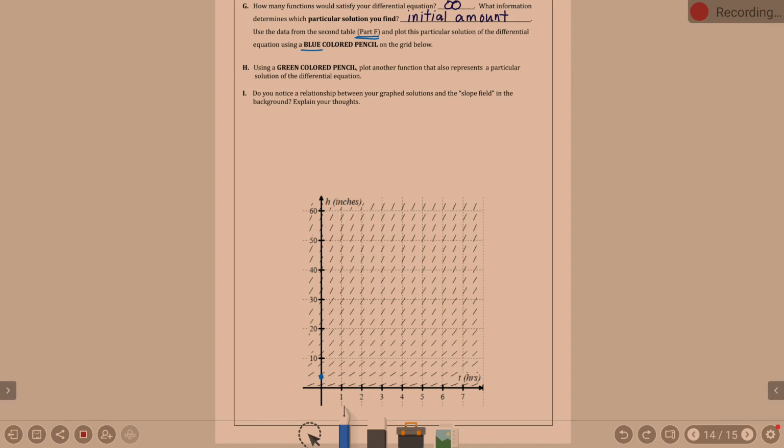Okay. 1, 8. They don't have to necessarily land anywhere in relation to those pieces, okay? 2, 14. 3, 22. 4, 32. 5, 44. 6, 58.